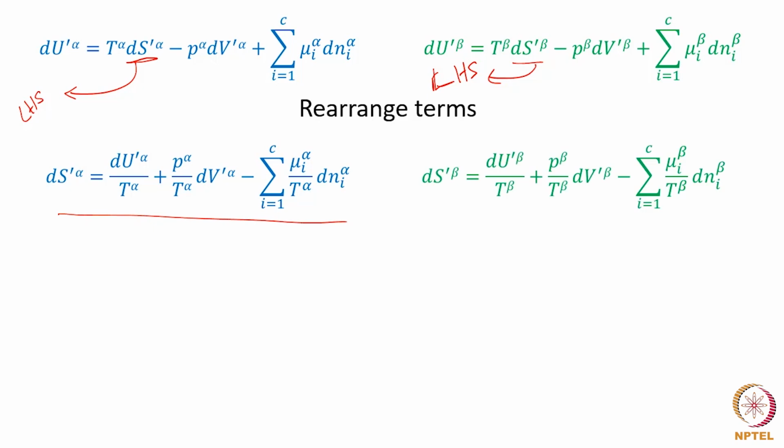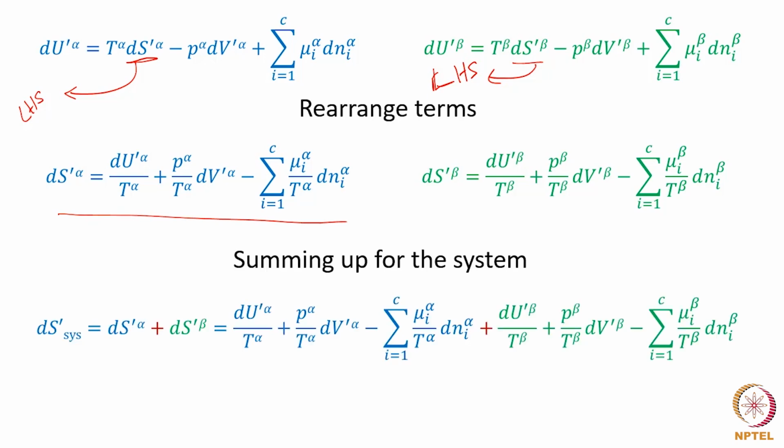So dS prime alpha is dU prime alpha by T alpha plus P alpha by T alpha into dV alpha minus summation of the chemical potential mu alpha for the species i by temperature of alpha into dNi alpha. Similarly for beta. And we can then sum it up as we have seen earlier.